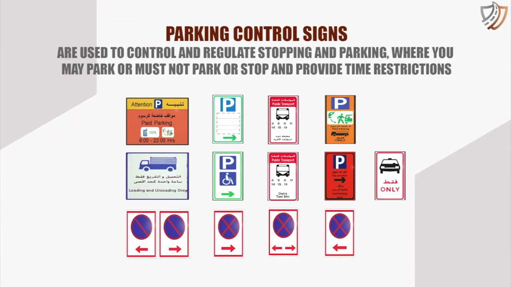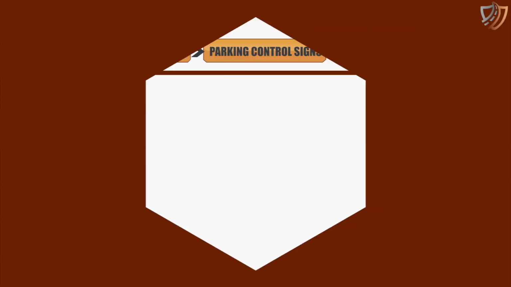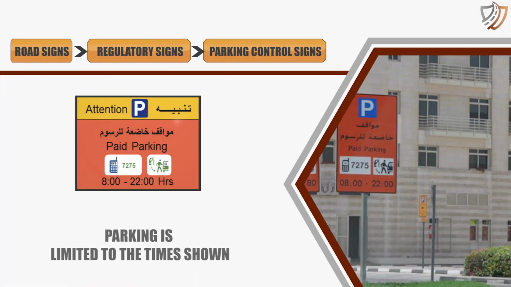Parking control signs are used to control and regulate stopping and parking, where you may park or must not park or stop, and provide time restrictions. Paid parking sign. This sign indicates that the parking area is a paid parking zone. It also displays the time restriction. All drivers must obey the sign and should not park without paying, as it could attract parking fines.